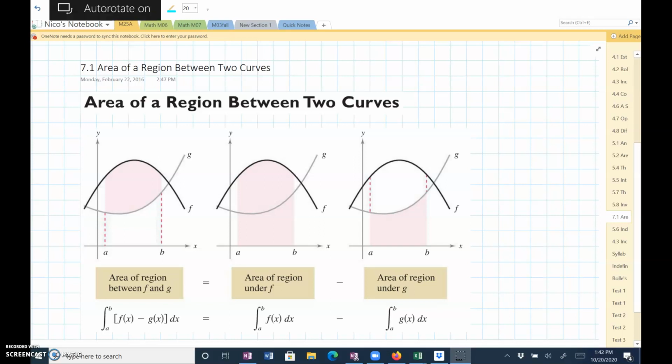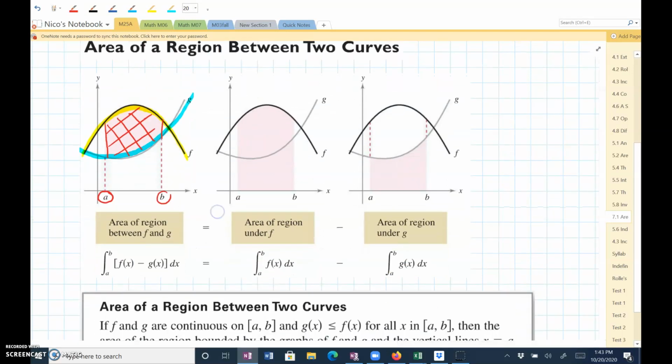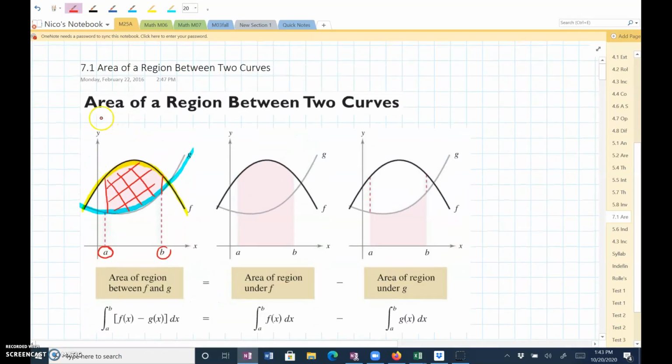7.1 area of a region between two curves. Okay, so if we wanted to find the area between f and g, where the limits of integration are a and b, we're looking at this area in here.